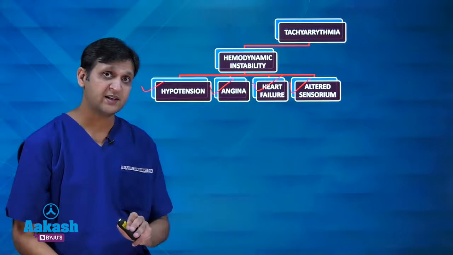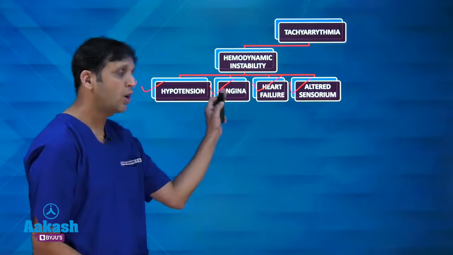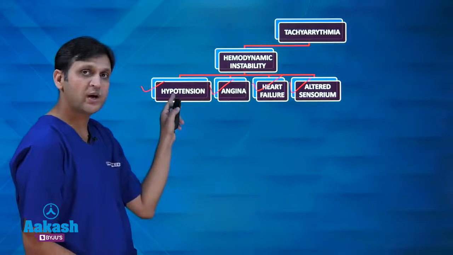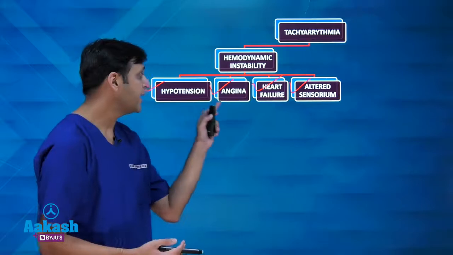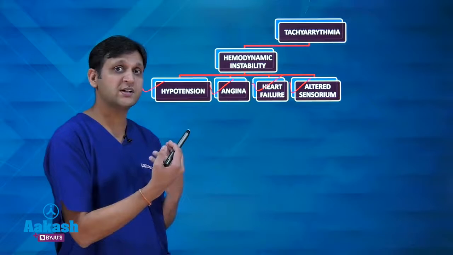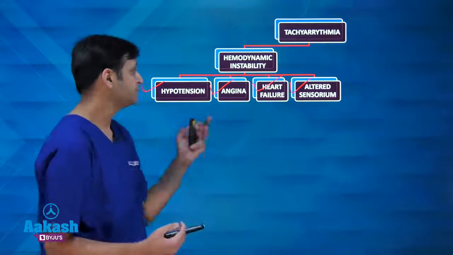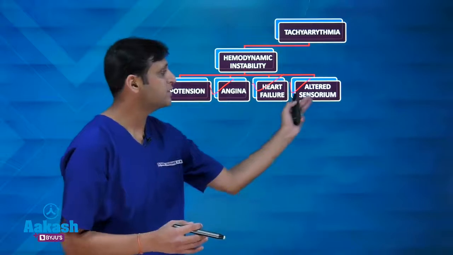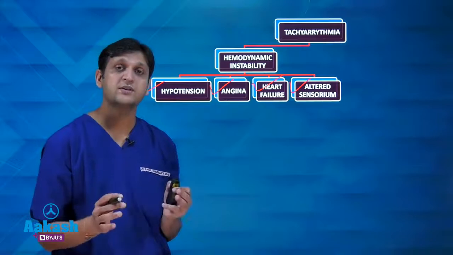So if you have a tachyarrhythmia plus any of these, either hypotension or angina or heart failure or altered sensorium, what do these signify? Hypotension, because the heart is unable to push out cardiac output throughout the systemic circulation. Angina, because the first branch of the aorta is the coronary arteries, so when the cardiac output decreases, the blood supply to the heart decreases through the coronary artery, and you can get angina. Heart failure, because tachyarrhythmia can produce left ventricular dysfunction. And altered sensorium, because when there is a decrease in cardiac output to the cerebral circulation, you can have altered sensorium and syncope.